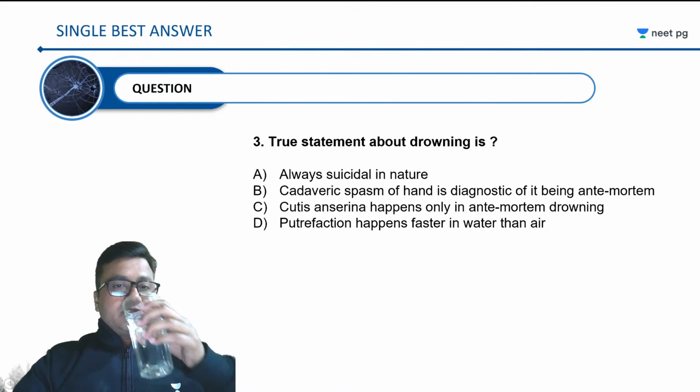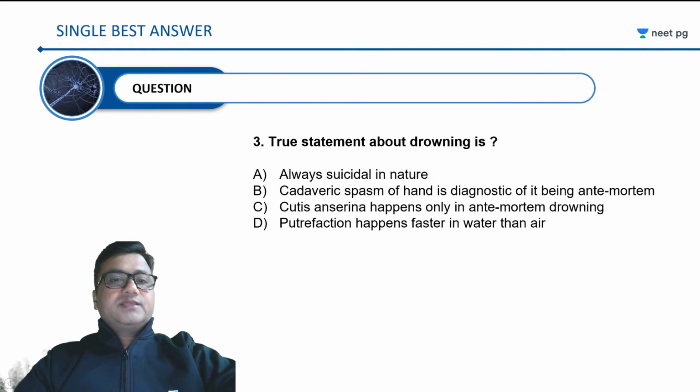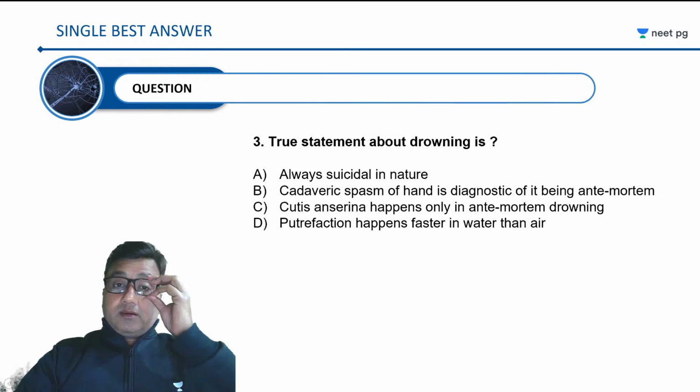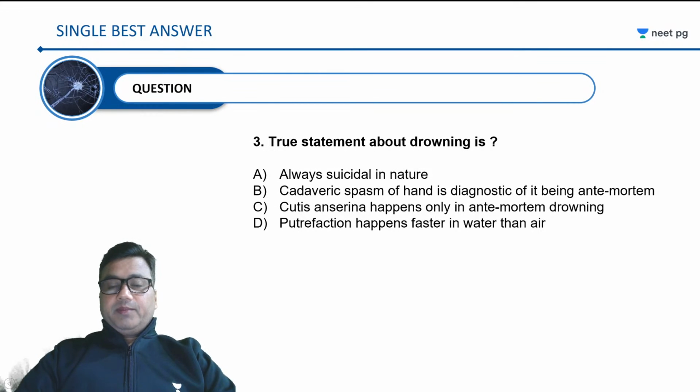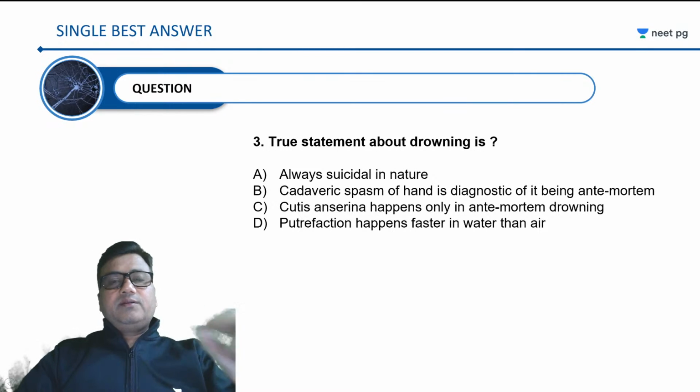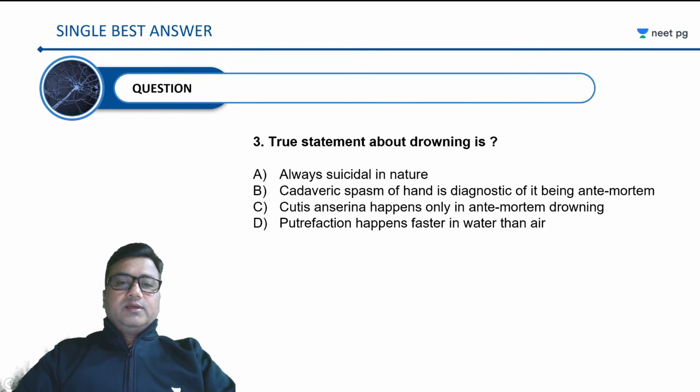Okay, let's take the third question. This is again a single best answer kind of question. The question is, the true statement about drowning is: option number 1, it is always suicidal in nature; option number 2, cadaveric spasm of the hand is diagnostic of it being ante-mortem; option number 3, cutis anserina happens only in ante-mortem drowning; option number 4, putrefaction happens faster in water as compared to air.